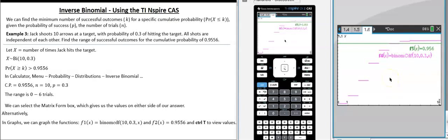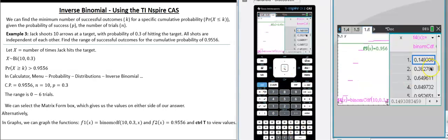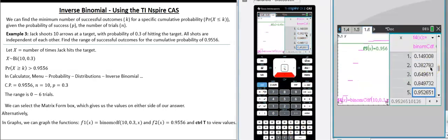So what we can do is press Control T to view the values in a table, and we can scroll down to see that 5 is not quite enough, so we need to go to 6 to have a cumulative probability of over 0.9556.